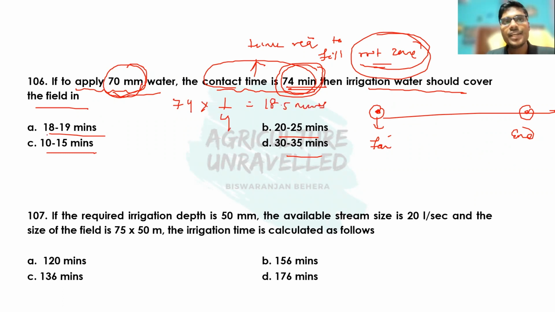So it means 18 to 19 minutes time is required for water to move from the farm channel to the end of the furrow. So we should design the stream size such that water should require 18 to 19 minutes to move from the farm channel to the end of the furrow. If we cannot modify the stream size, then we should reduce the length of the furrow.